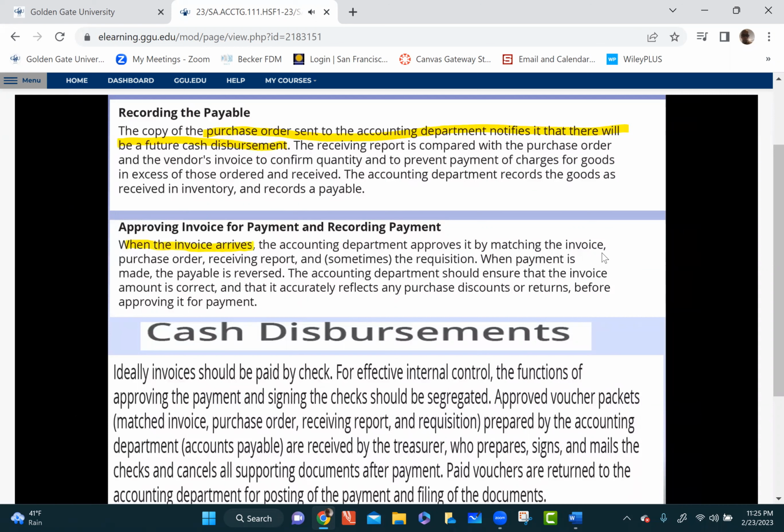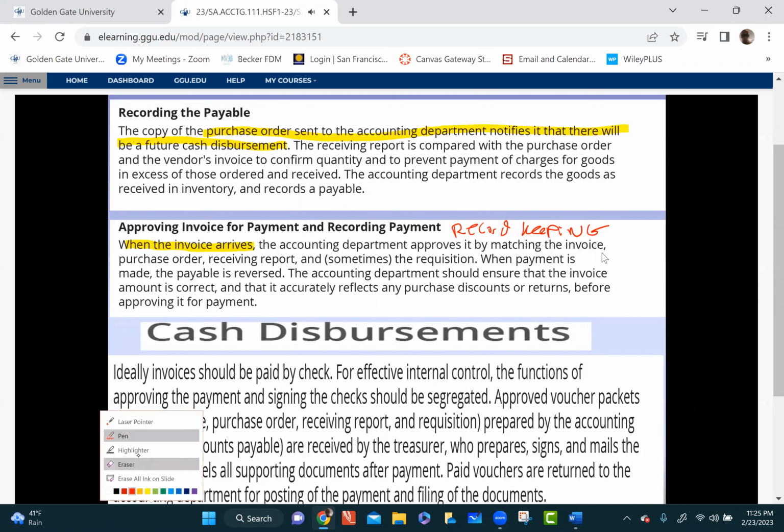And the accounting department, if we're in the accounting department now, what function is this? Authorization, record keeping, or custody? Record keeping? Yeah, this is record keeping. Figured you'd all be fighting to answer that one. Okay, good. That is record keeping.